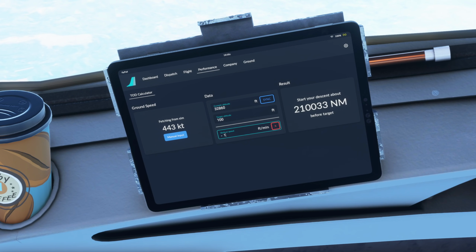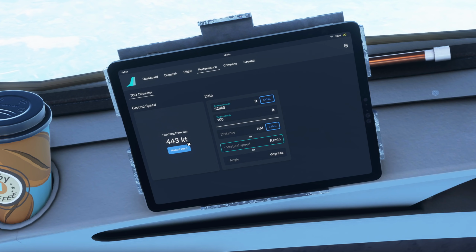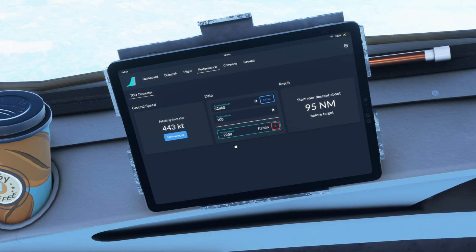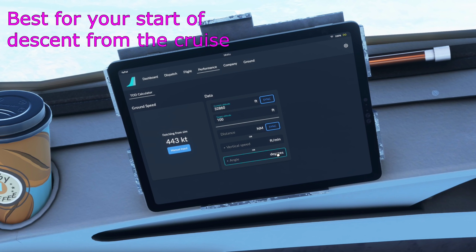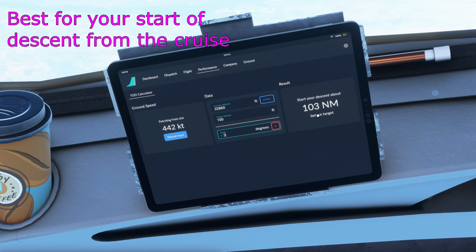So the point is, if I put in my ground speed of 443, we said that 2,200 feet per minute, which would be about 3 degrees, would work out about the same. So there you go, so there's 95, we said about 99. So that's about right. But as I said, you want to add a bit more, which is why it's quite nice. I do think the best way to use this calculator is to simply put in the 3 degree angle. That's going to be the closest to what we would run with real life.